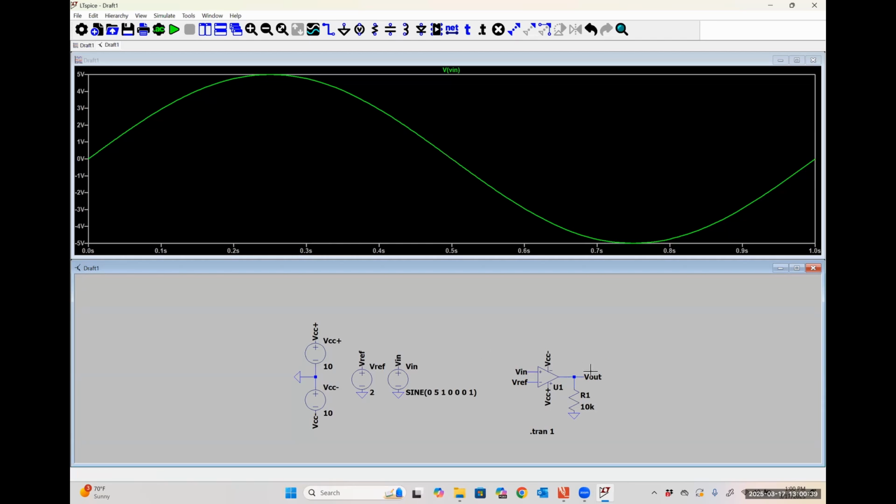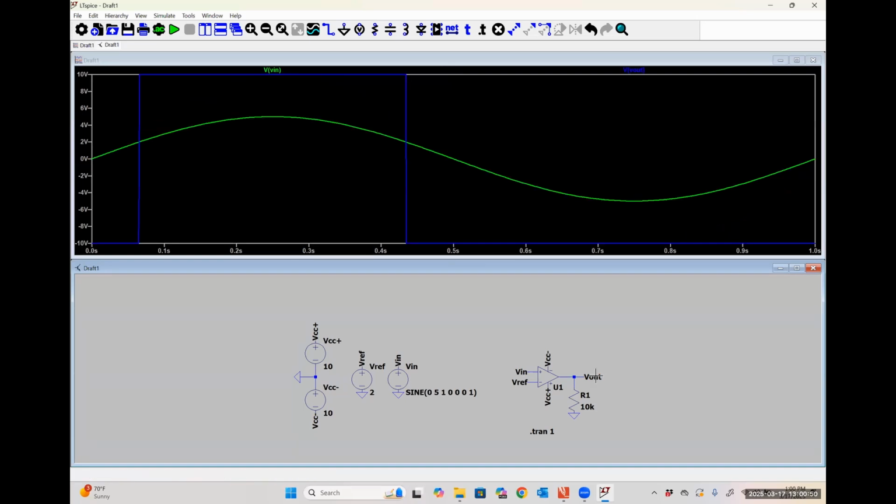I'm going to add to this simply my output voltage. So I have my mouse over the V out node, and I'm going to left click. And what it looks like is happening is that whenever my input voltage hits 2 volts or higher, my output voltage goes high. And whenever my input voltage is less than 2 volts, my output voltage goes low, exactly like what we expected.